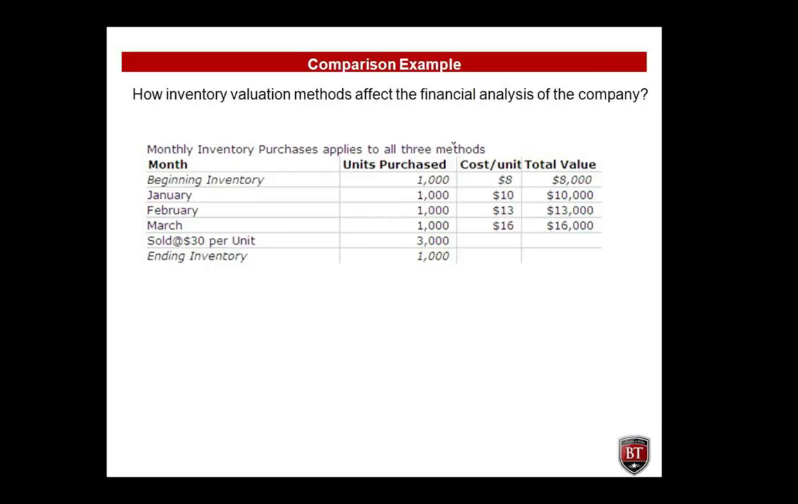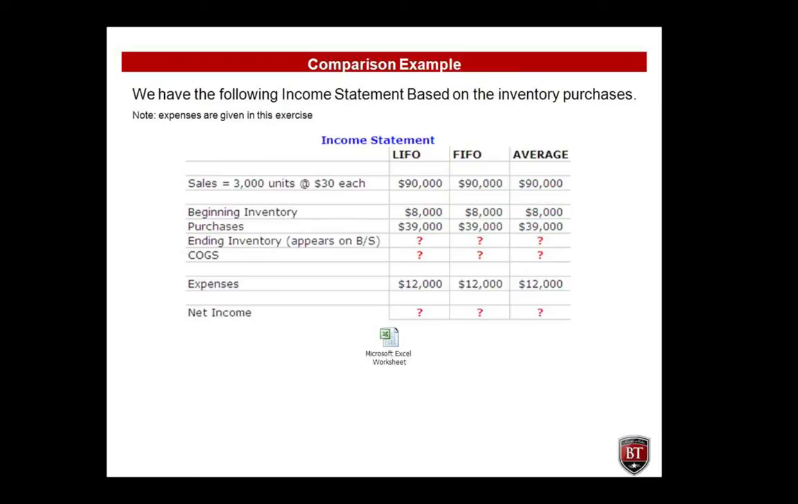It is important to understand how inventory valuation methods affect the financial analysis of the company. We have the inventory purchases that can be seen on the screen. We assume that 1,000 units are left for ending inventory. We have the following income statement based on the inventory purchases. Note: expenses are given in this exercise. If you want to try to solve it alone, you can download the exercise without the solution from the slide.